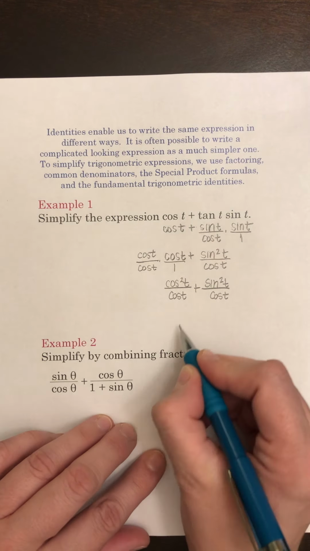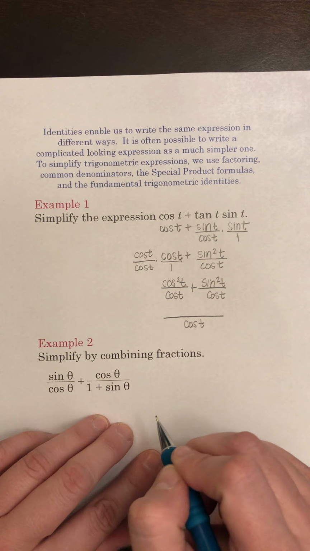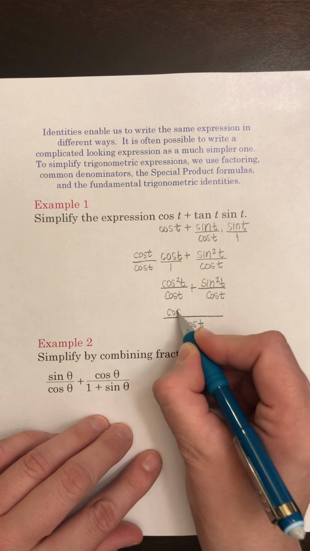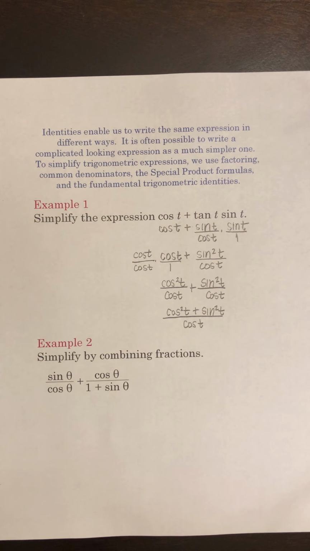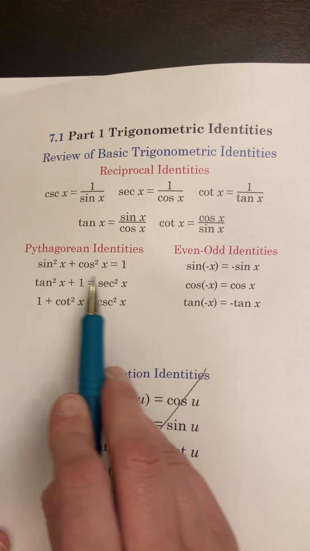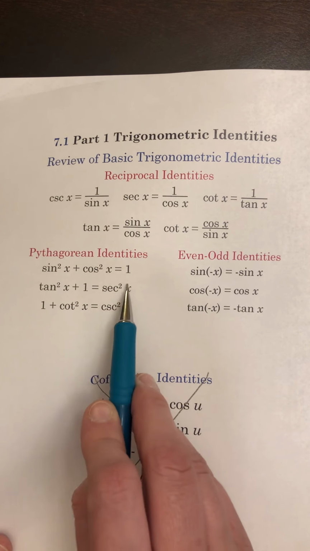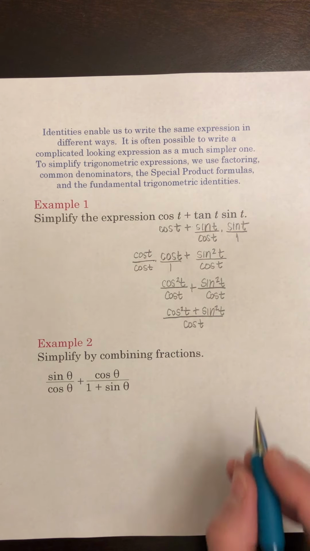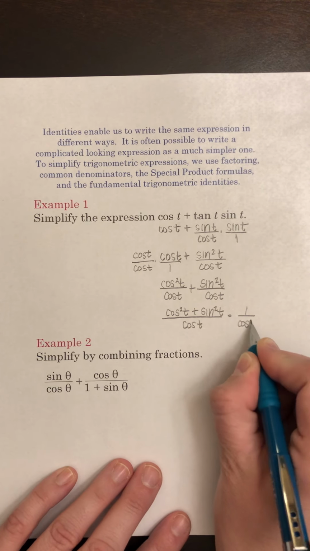Now that I have a common denominator, I can write this as a single fraction. We have a denominator of cosine t. I'm going to add those numerators together. So I have cosine squared t plus sine squared t. And I'm hoping that you recognize that as one of the Pythagorean identities that we had. It's the very first Pythagorean identity right there. If I add the cosine squared t plus the sine squared t, it's going to turn into a 1. So my entire numerator now becomes a 1, and my denominator is still cosine t.